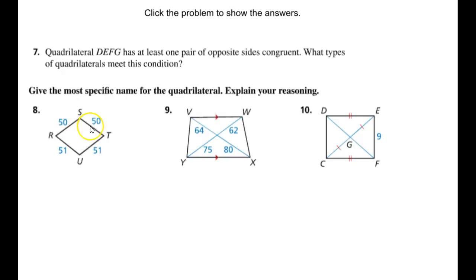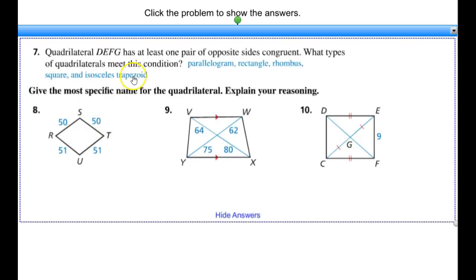Okay, so I want to look at these a little bit. We're going to skip number 7 right now. So let's look at number 8. I see that this side length is 51 and this side length is 51. This one and this one are both 50. I'm not told anything about the angles and I'm not told that they are parallel. So I can only say that this is a kite because these two are the same and these two are the same.